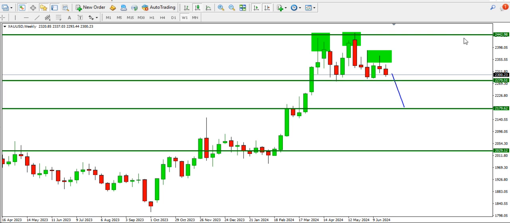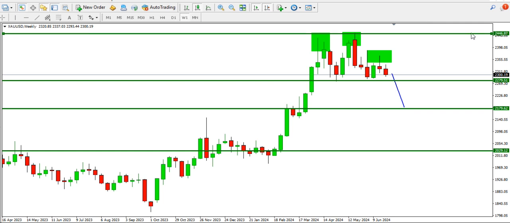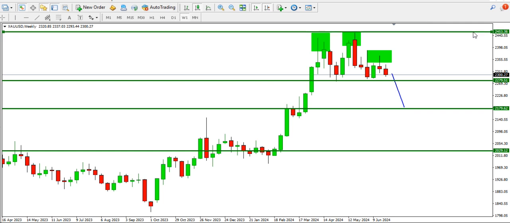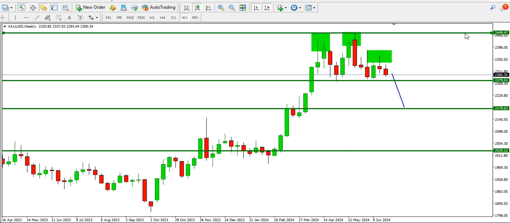Range top is around 2449, and range bottom is at 2279. So price might oscillate between these levels. A breakout might tell us the likely direction of price.